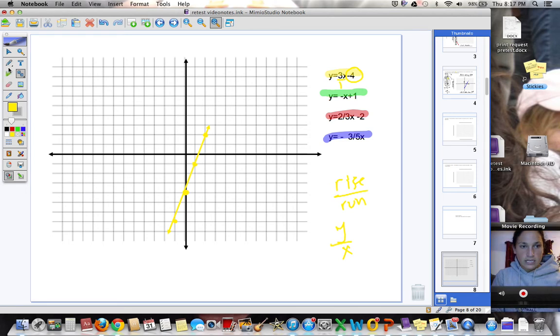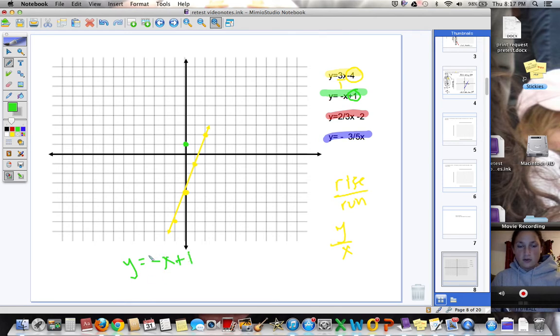So let's try green. So again, my first thing here is a +1. So I'm starting 1 above. This is a -x. So I'm going to write that over here. So y equals -x plus 1.